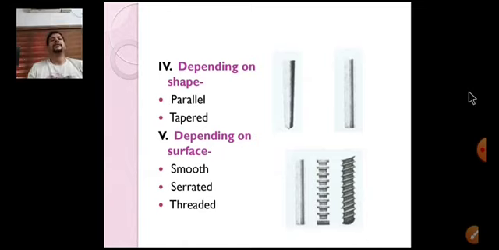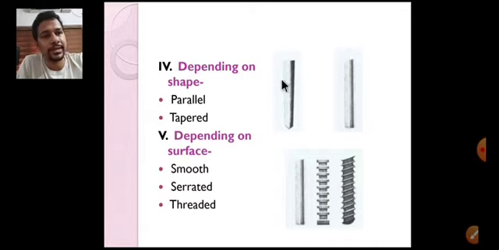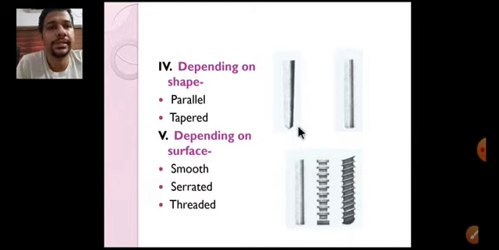Then depending upon the shape, mainly there are two shapes. They are parallel and tapered. As you can see in the picture, this is a parallel post and this is a tapered one. And we use a combination of both also nowadays, as parallel one with the main body and the apex part will be tapered. That is also should be included in the classification.